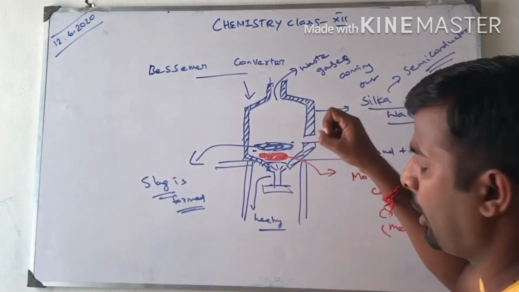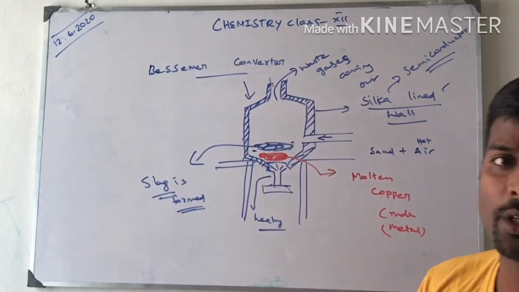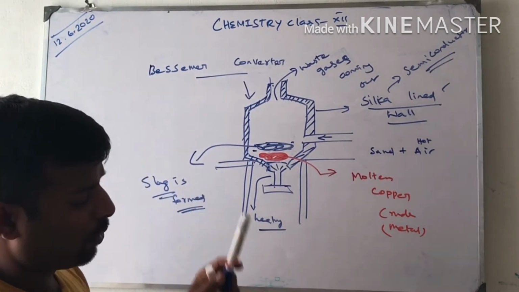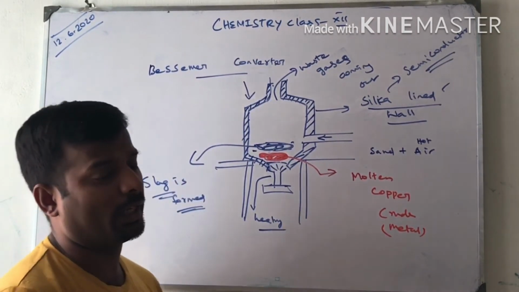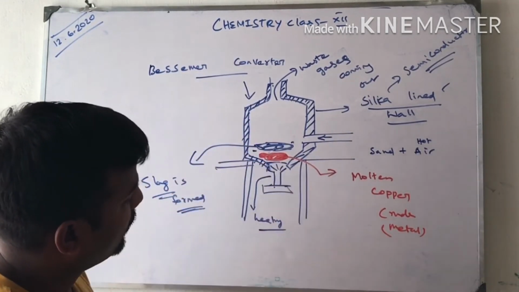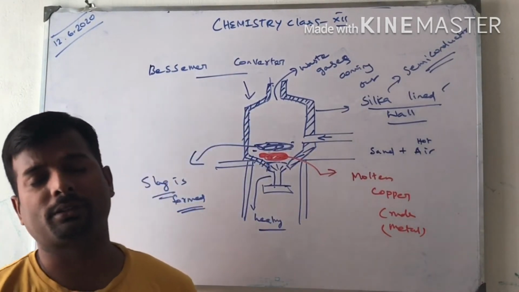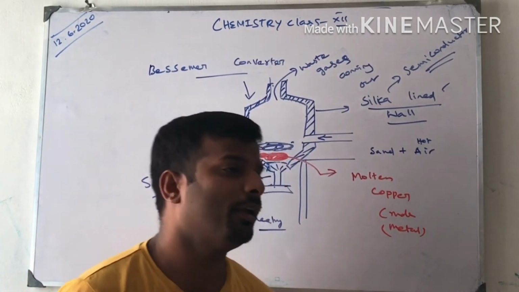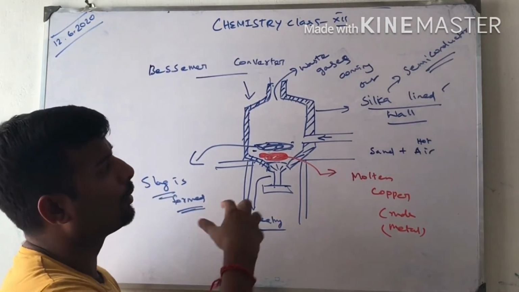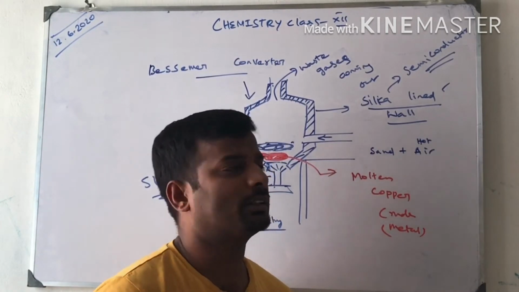First, I have to add copper pyrites. Let us take copper pyrite. I increase the temperature at a particular stage. Ore plus coke is added, as I told you. Coke is added because carbon is a very good reducing agent. Coke will react with copper oxide and reduce the copper into molten copper, and the iron will react with silicon impurities to form iron silicate material, that is called your slag.